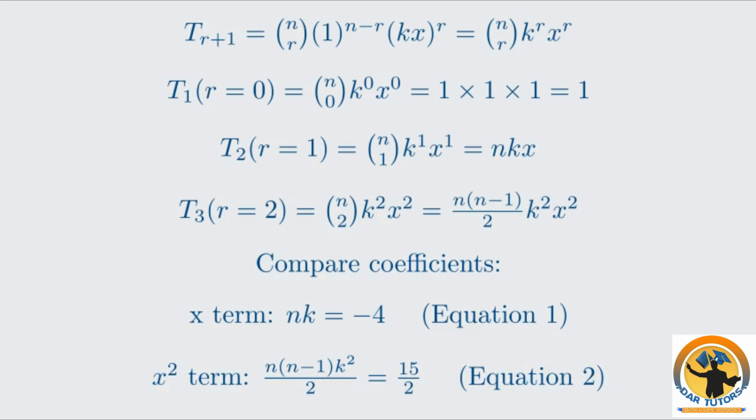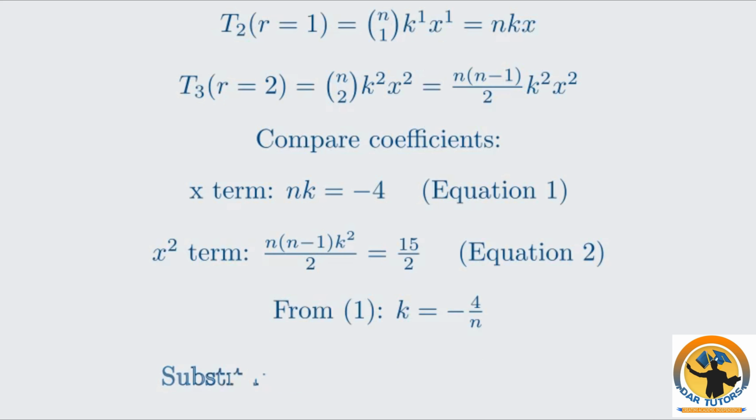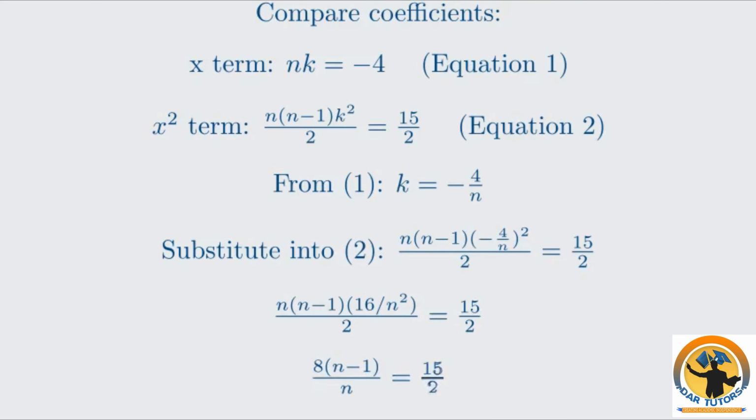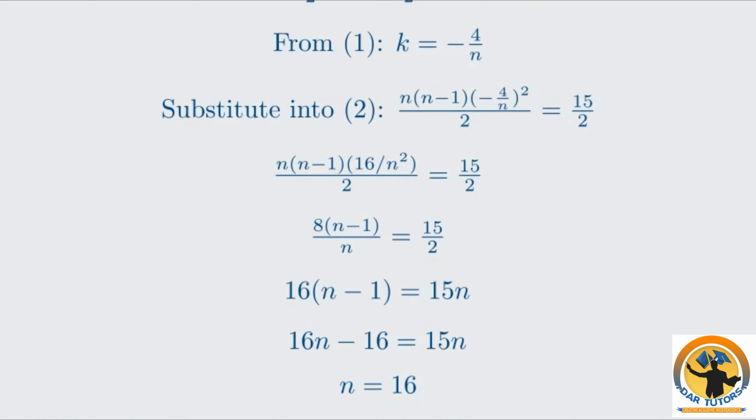From equation 1, we can express k as −4/n. Substituting this into equation 2, we get n(n−1) times (−4/n)² over 2 equals 15/2. Let's simplify and solve for n. This simplifies to 8(n−1) = 15. Solving this gives n = 23/8. Wait, I made a mistake in my calculation.